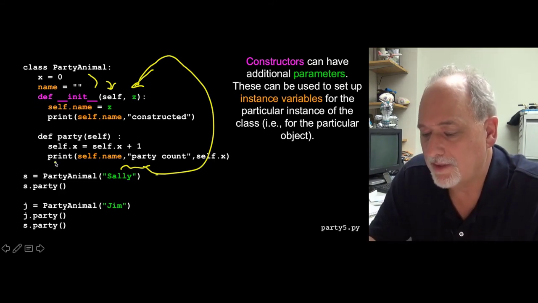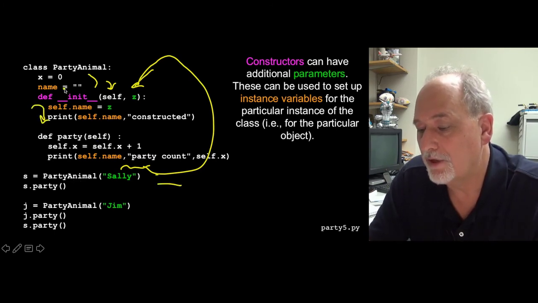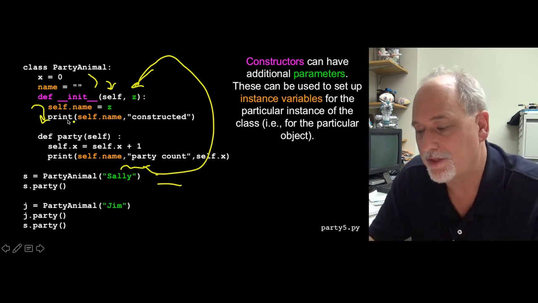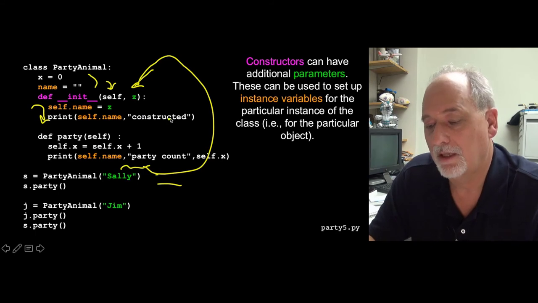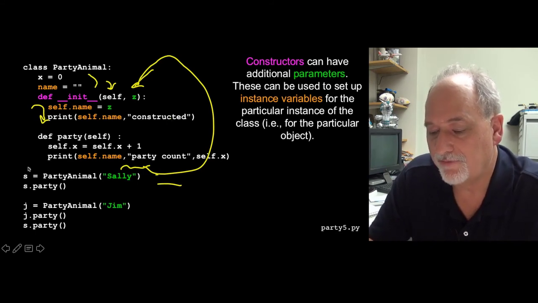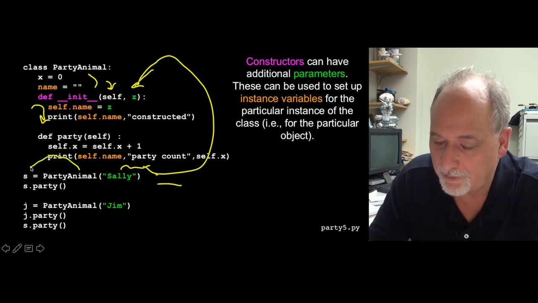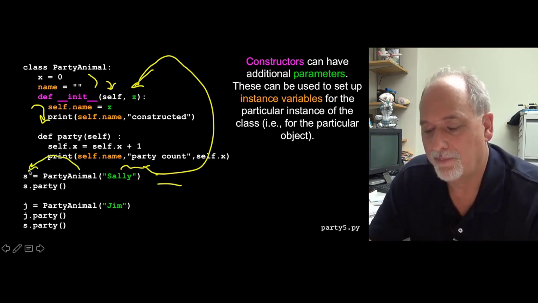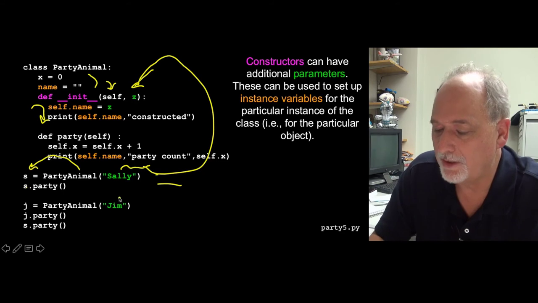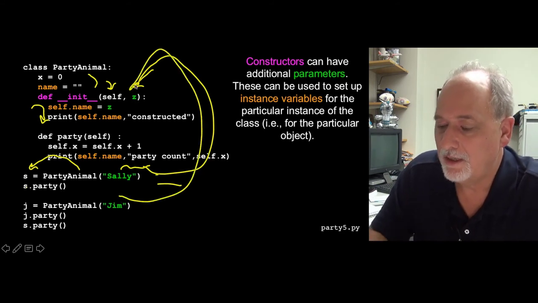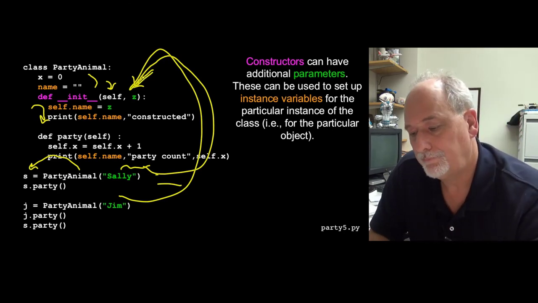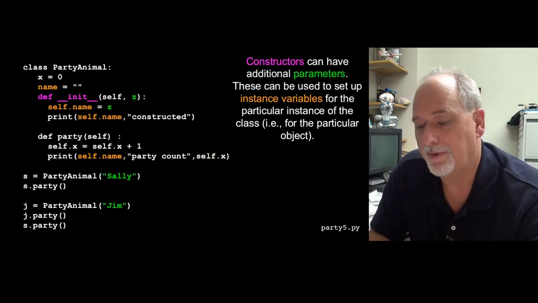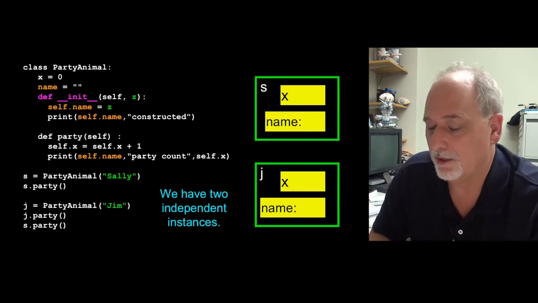That means that when we call this constructor, this line of code runs, and name is no longer blank. Name is going to be Sally in this particular case. Then we say self.name, which will be Sally, has been constructed. That object is now constructed, and we put it in the variable s. Then we call the party method on that, and we construct a different one. This time z is Jim, and we basically have another copy of this. So this is how it's going to look, right?